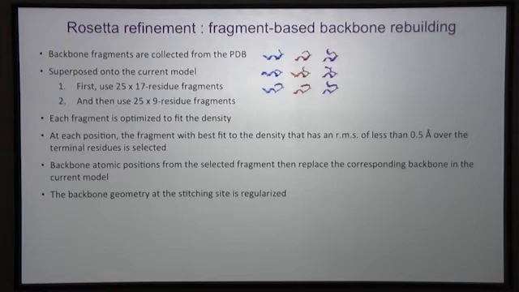So it collects the fragments from the PDB, and it uses about 25 fragments that are 17 residues in length and 25 that are 9 residue fragments in length. But I think you can define this yourself. And then they fit the fragment to the density, and they also look for the overlap with the rest of the chain.